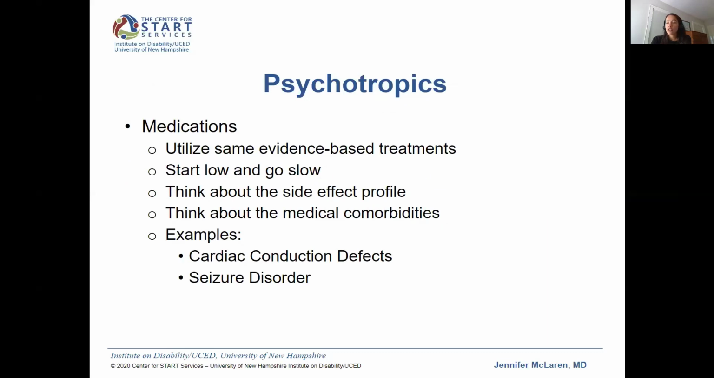In terms of what we do with psychotropics, we utilize the same evidence-based treatments as we do for typically developing people for many different psychiatric conditions, because that's where the majority of the research evidence is. So for depression, for anxiety, even for schizophrenia and bipolar, we rely on that evidence base. We typically want to start low and go slow, so as not to induce significant side effects. We always have to think about the side effect profile and the medical comorbidities, right? Because this is a complex patient population who may have lots of different medical comorbidities.